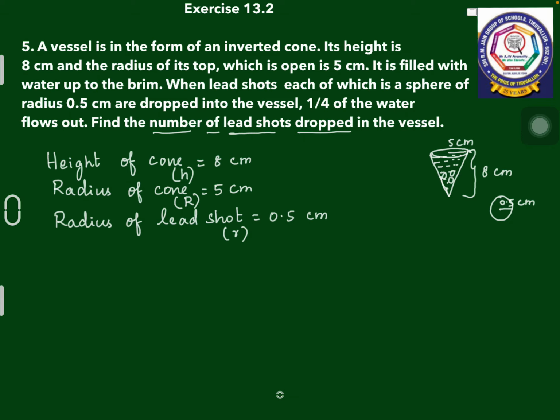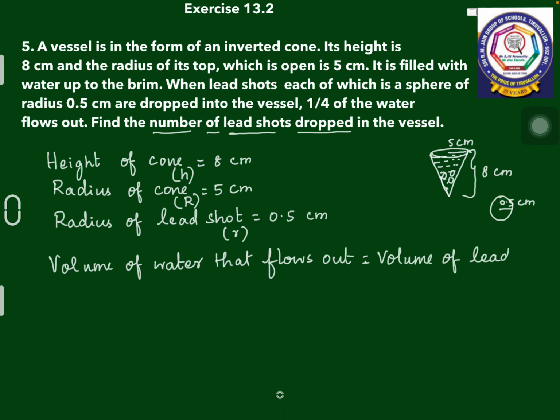So, using Archimedes principle, we can say that the volume of water that flows out will be equal to the volume of lead shots dropped. And we have to find the number of lead shots dropped. Let us let x be the number of lead shots dropped.